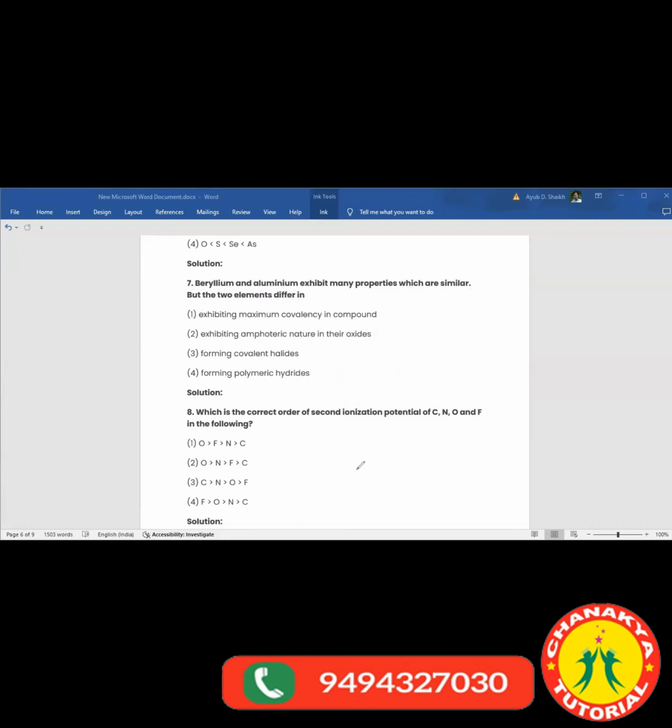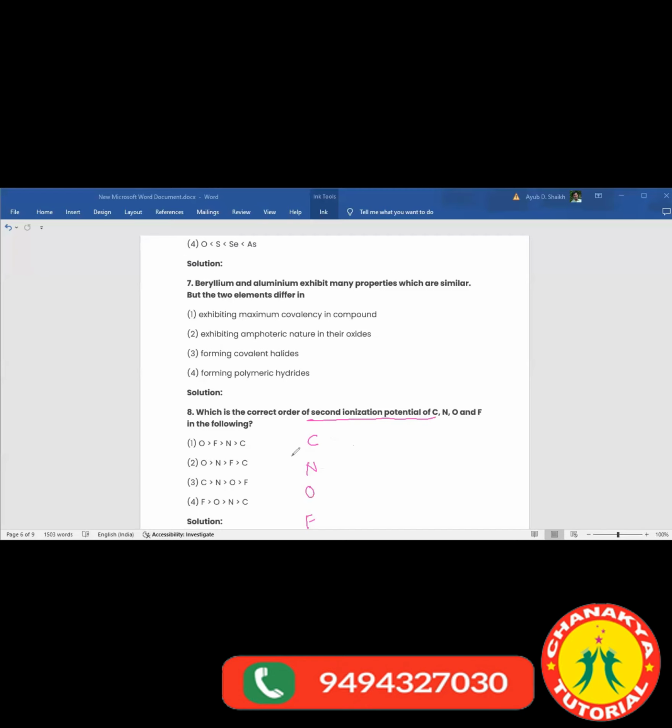Second ionization potential means first ionization potential and second ionization potential means what? First of all, tell me that. We know the number of atoms given over here: carbon, nitrogen, oxygen, and fluorine. Its electronic configuration you have to write in s and p orbital frames. All are P block elements, right?